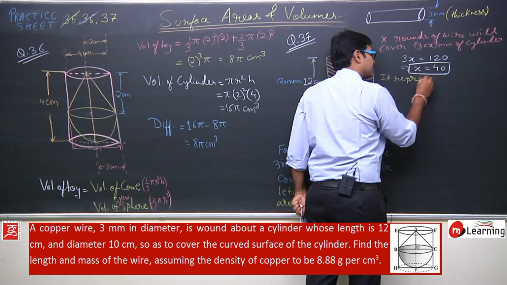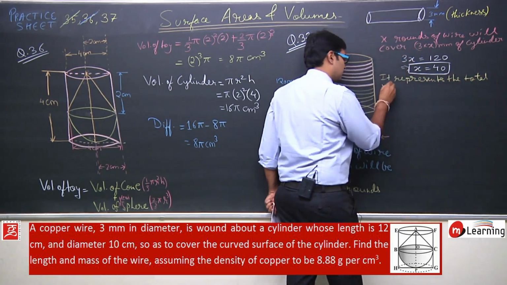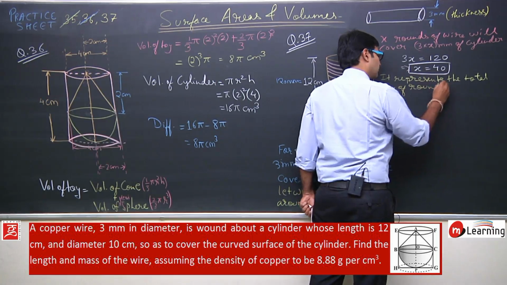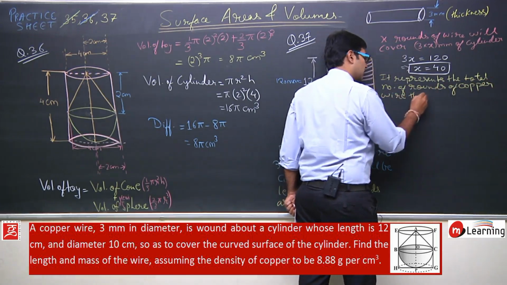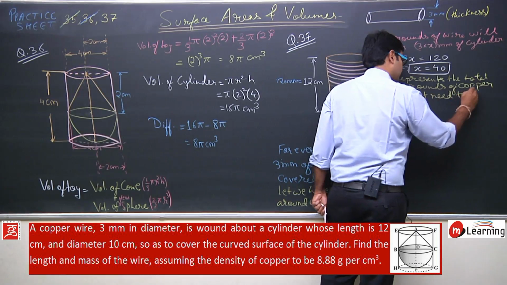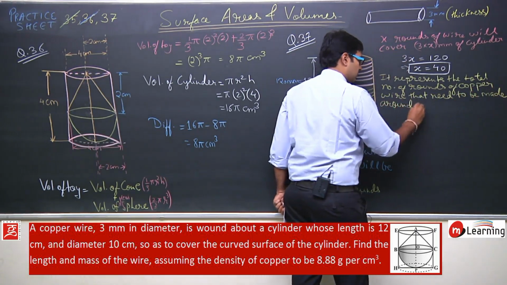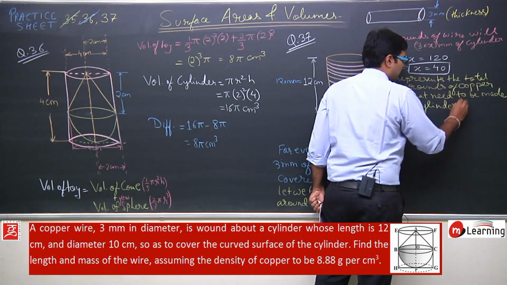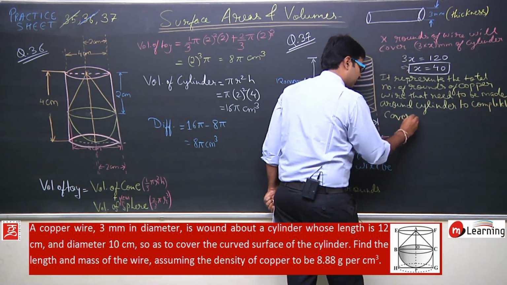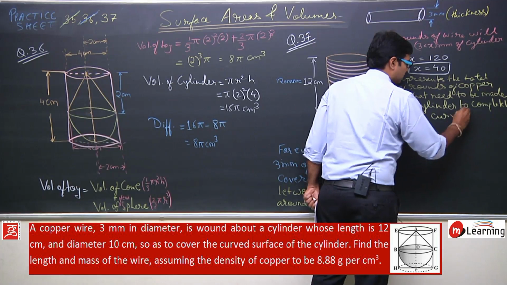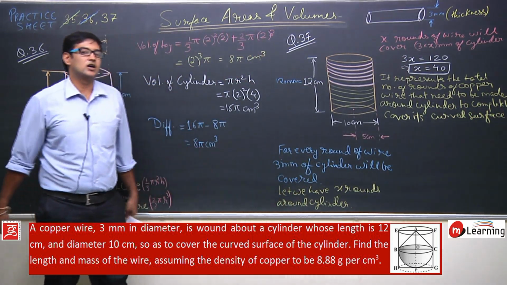This 40 represents the total number of rounds of copper wire that need to be made around the cylinder to completely cover its curved surface.